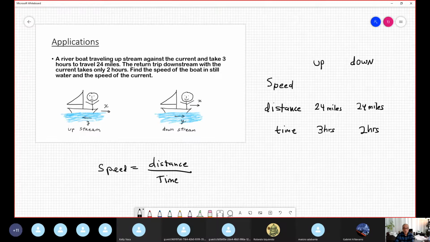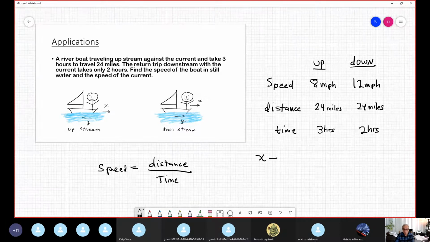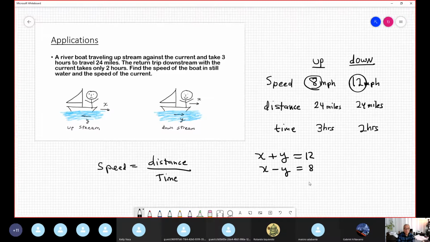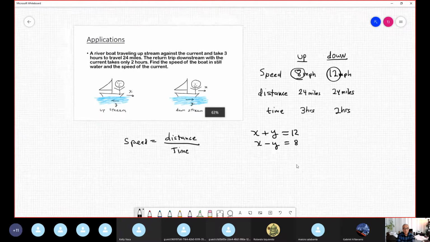And the speed, according to the formula, is division: 24 divided by 3 is 8 miles per hour, and 24 divided by 2 is 12 miles per hour. You see clearly now, going down you go faster because 12 is the speed, and up is slow, which is 8. But according to that figure, I saw that x plus y is 12, this is the condition down, and x minus y is 8. So you take those numbers in the formula. Do you understand the idea? Easy, eh?